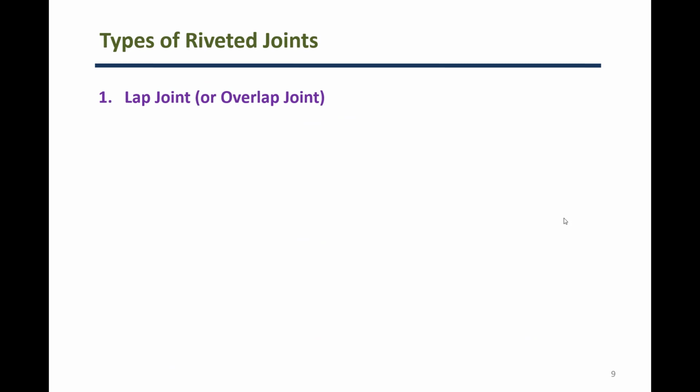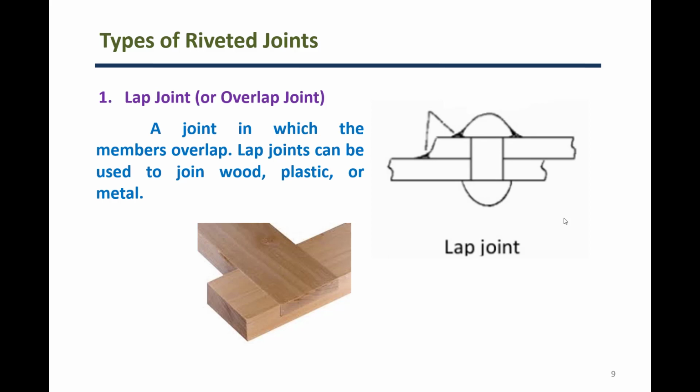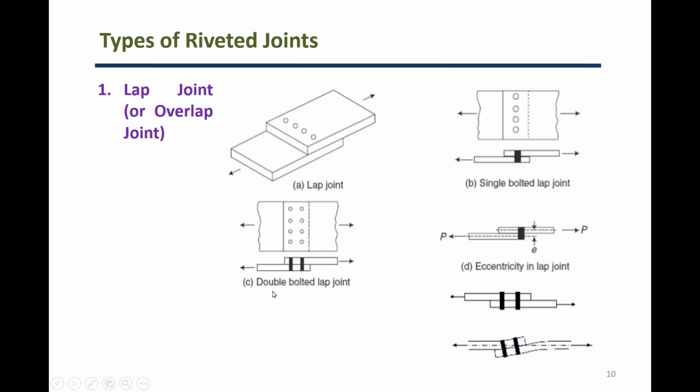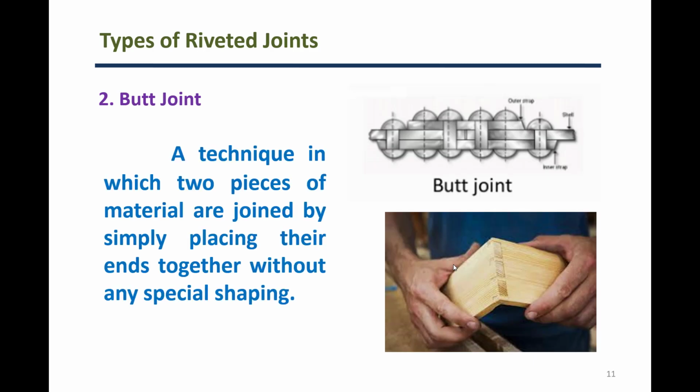For the types of riveted joints, we have the lap joints or overlap joints. These are joints in which the members overlap, and lap joints can be used to join wood, plastic, or metal. We have double bolted lap joints, single bolted lap joints, or eccentricity in lap joints. For the butt joints, we have a technique in which two pieces of material are joined by simply placing their ends together without any special shaping.